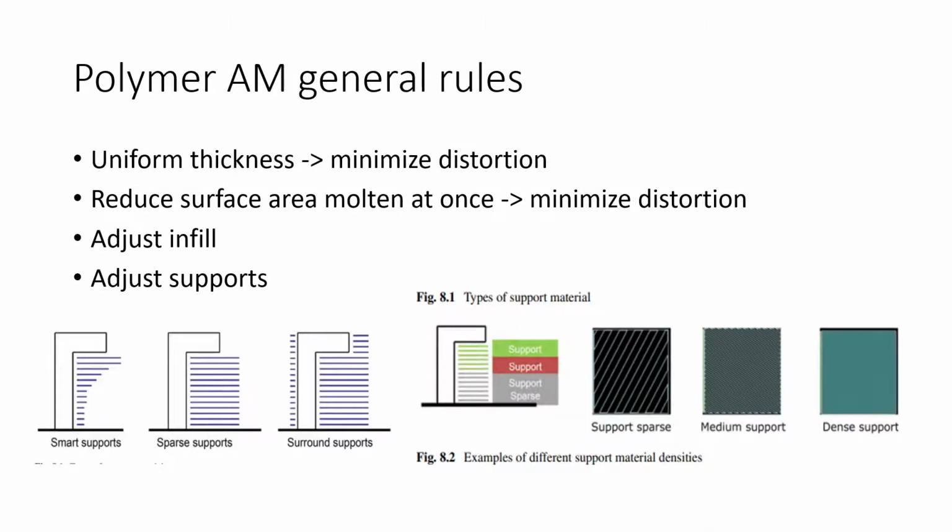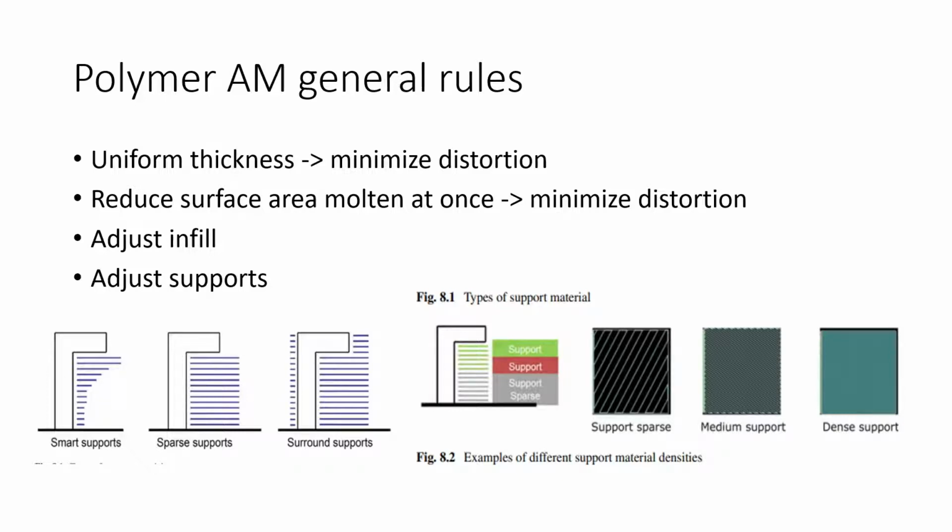Some general rules for polymer additive manufacturing are to keep a uniform thickness to minimize distortion, to reduce the surface area molten at once also to minimize distortion, and to adjust the infill to minimize the amount of material required, but also provide the strength that you need, so at least meet your design requirements using your infill strength. And also adjust supports so that you use less material.